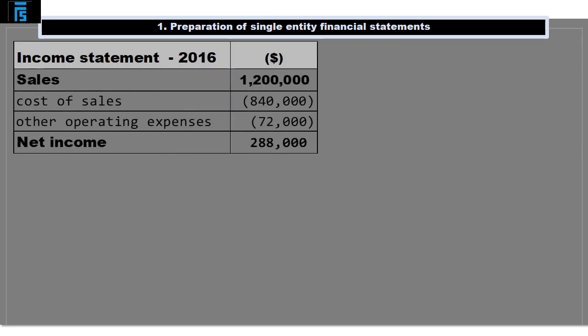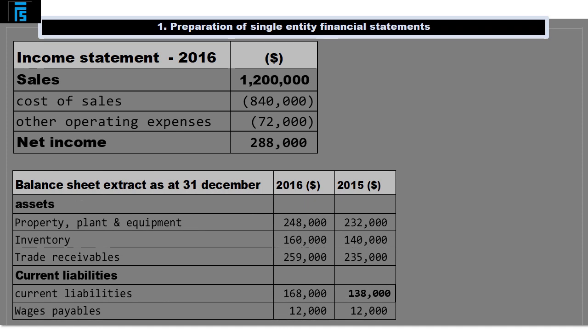A company presents the following income statement in respect of the year ended 31st of December 2016, as well as selected items from a balance sheet prepared as at the same date. As you can see, we are presented with a summarized income statement which shows sales, cost of sales, operating expenses, and net income only. We are also provided with balance sheet extracts which show the level of property, plant and equipment, inventory, trade receivables, trade payables, and wages payable.